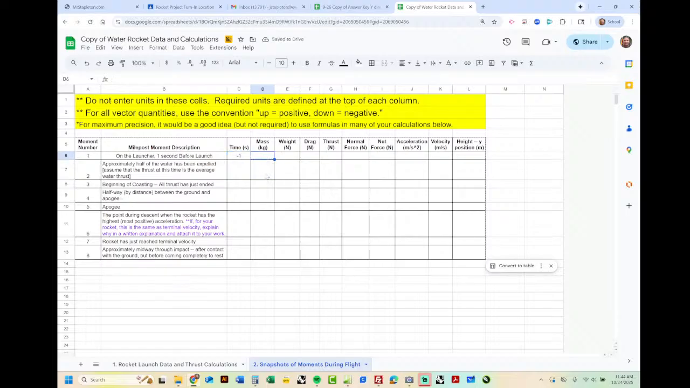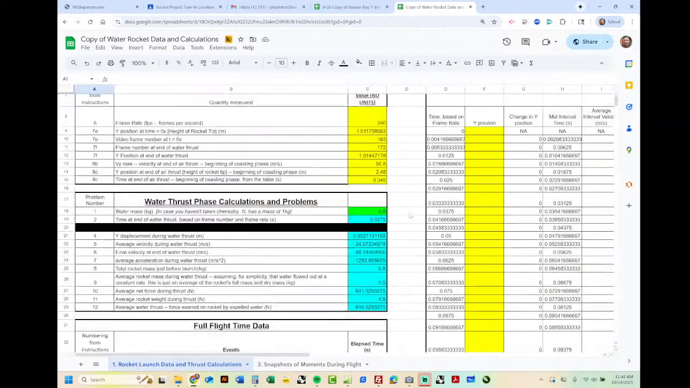The mass, this would be the dry mass of your rocket. No, it's not the dry mass of your rocket. It's the dry mass plus the water. And if you go back to the first tab here, down to these bluish cells, you have that right here. That's this. So that's in cell C25. That's total rocket mass just before launch.